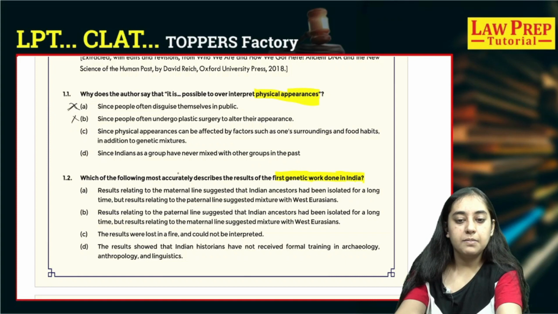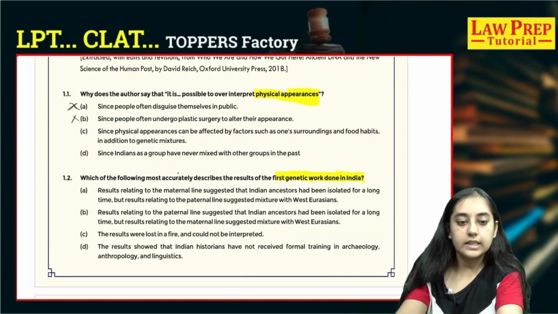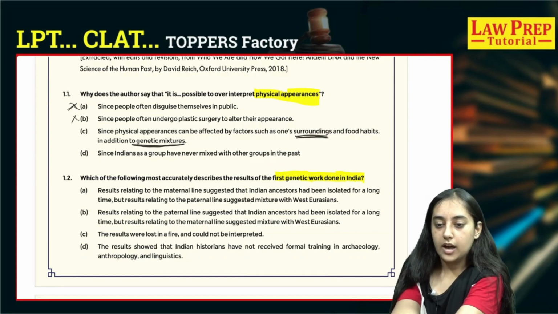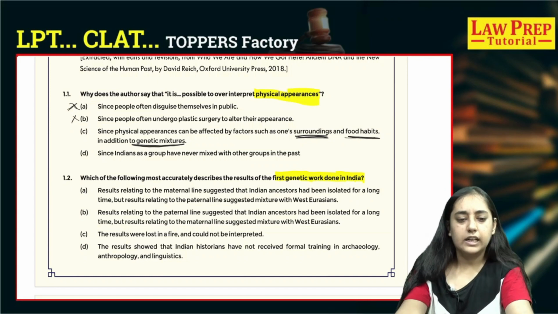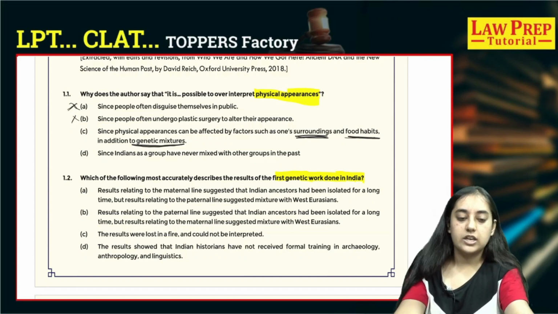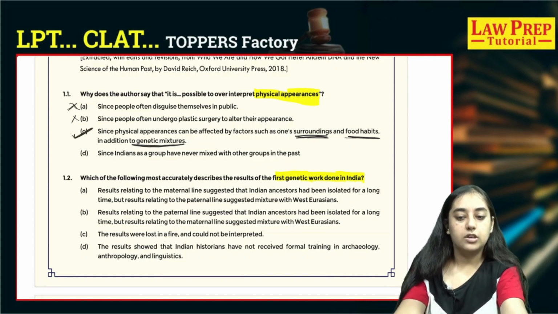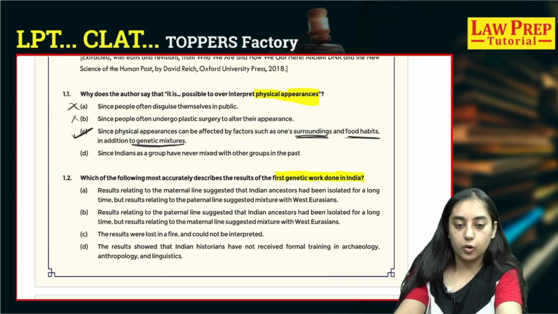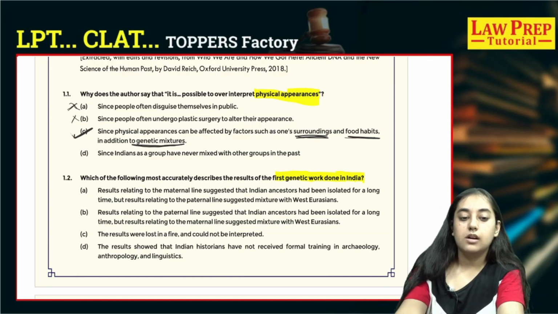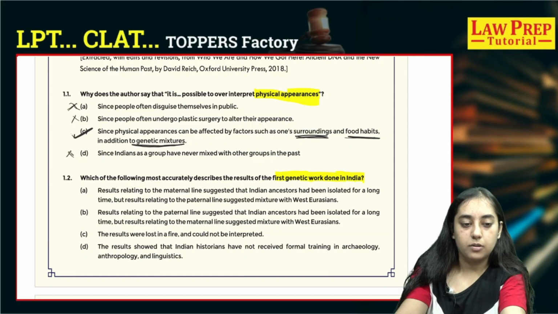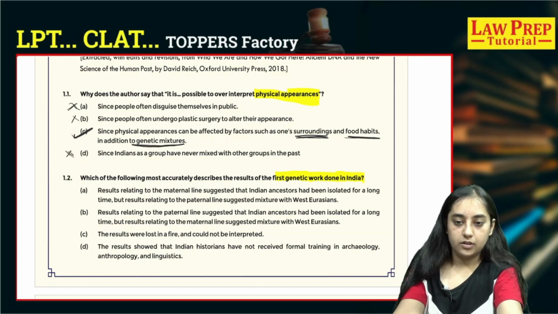Since physical appearances can be affected by factors such as surroundings and food habits in addition to genetic mixtures. This, according to me, is the perfect answer, because it is talking about, in addition to genetic mixtures, surroundings, which is environment, and food habits, which is basically your diet. So it is including all three factors which have been talked about in the passage. So according to me, the answer should be C, but we'll not ignore option D. Since Indians as a group have never mixed with other groups in the past. This is directly opposite to what is already mentioned in the first paragraph, so this cannot be the answer.